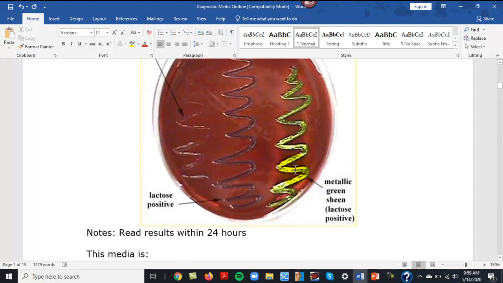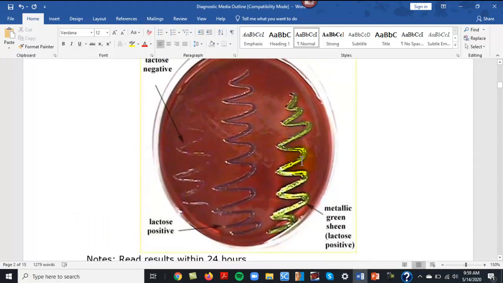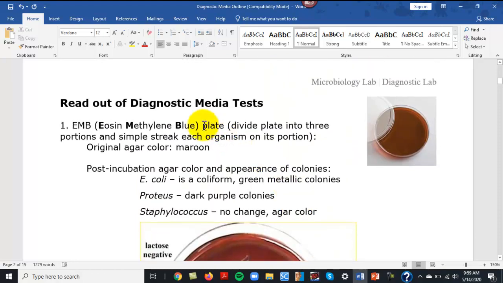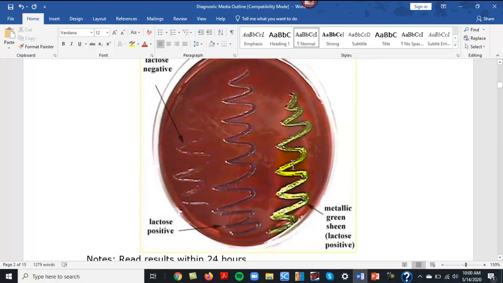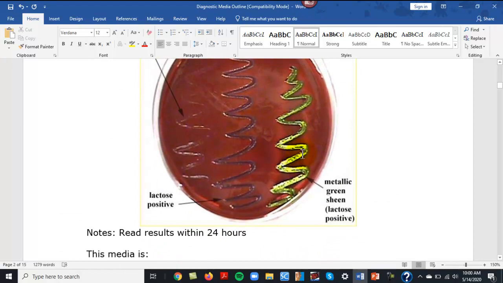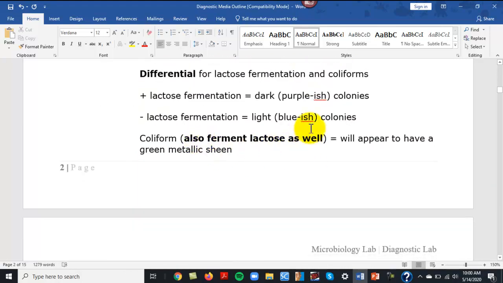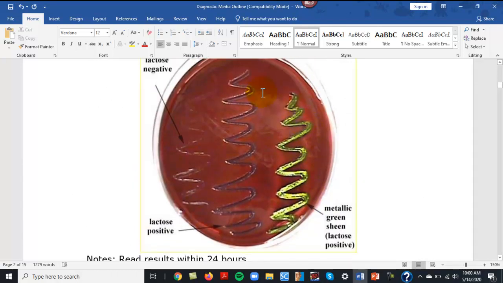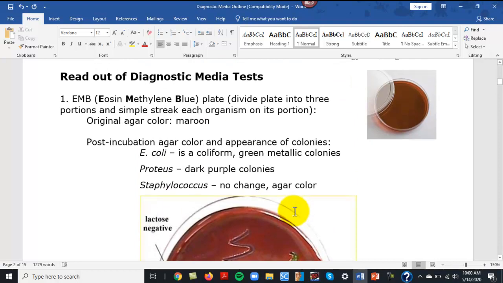So you should be able to identify, if on an exam you see a green metallic sheen on eosin methylene blue, you need to be able to answer, what does that mean? Number one, it is a lactose fermenter, okay, because it did grow, and the green metallic sheen means that it's also a coliform. And coliforms are also lactose fermenters. The middle section is just showing a lactose fermenter, but not a coliform, and it has to do with how they metabolize their energy.